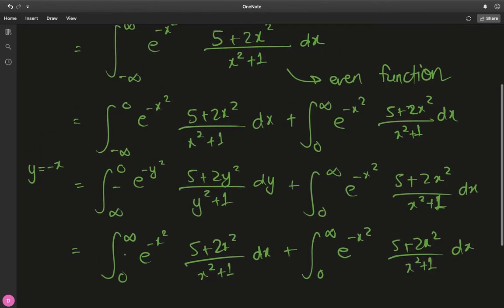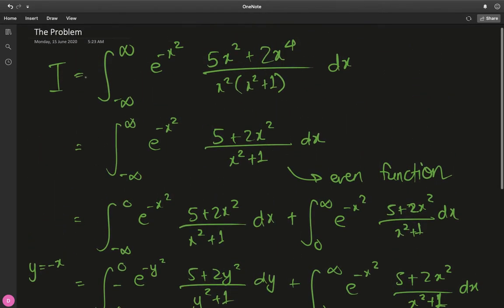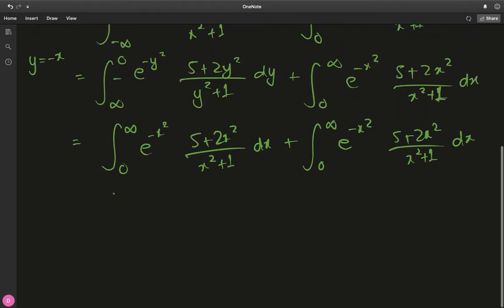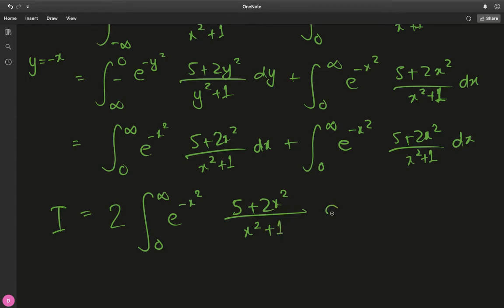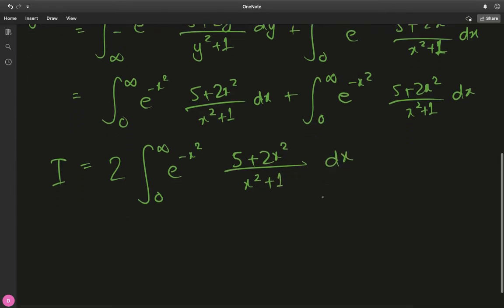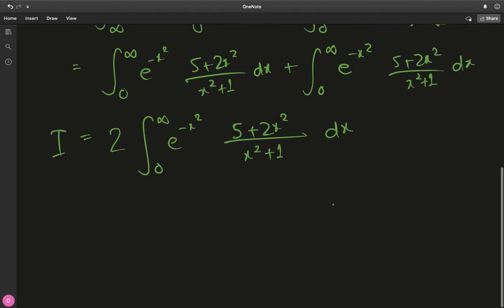And what was all this equal to? Just our regular integral I, right? So I can just be written as 2 times the integral from 0 to infinity, adding both of these up, of e raised to negative x squared times (5 plus 2x squared) divided by (x squared plus 1) dx. Fair enough.